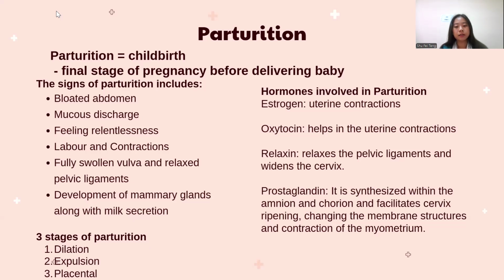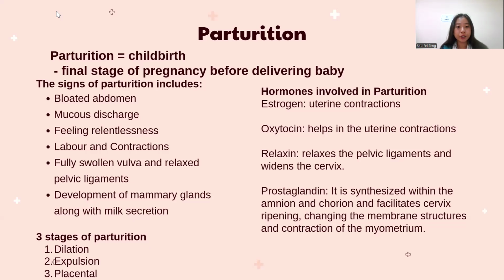Estrogen has a function in uterine contraction. Oxytocin helps in the uterine contraction also. Relaxin relaxes the pelvic ligaments and widens the cervix. While lastly, the prostaglandin is synthesized within the amnion and chorion. It facilitates cervix opening, changing the membrane structures and contraction of the myometrium.